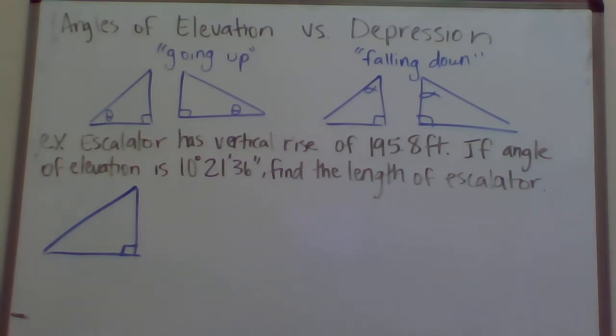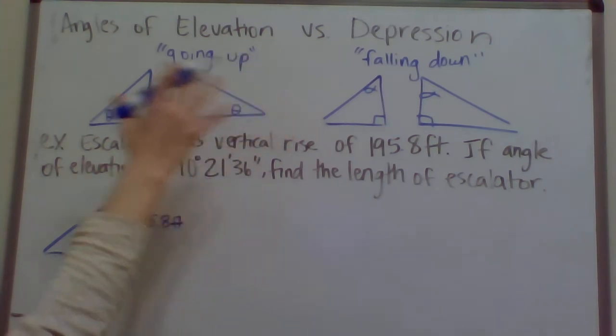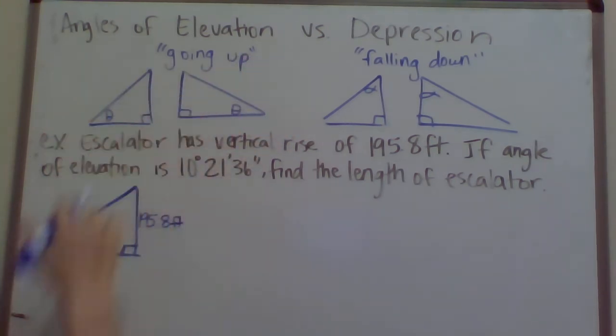So it says the escalator has a vertical rise, that tells you to go ahead and label this side 195.8 feet. The angle of elevation, again, referring back to our stuff up at the top, angles of elevation start off on the bottom. So this is 10 degrees, 21 minutes, and 36 seconds. The question is, find the length of the escalator. So we call that L, or you can call it X or C since it's the hypotenuse, whatever you want. And we're going to treat this problem just like we did the others. We're going to write our reference angle and what we have and what we need to find out.